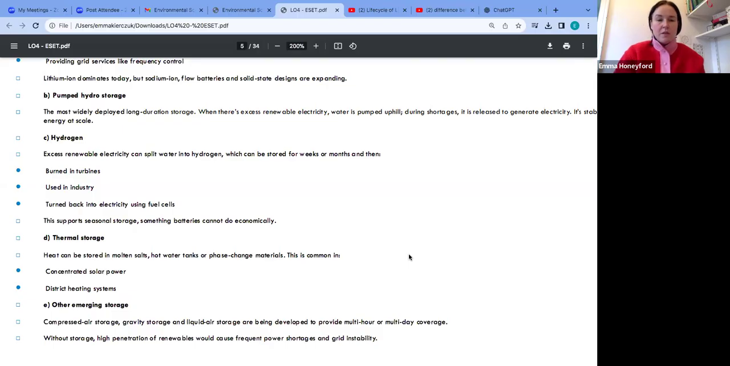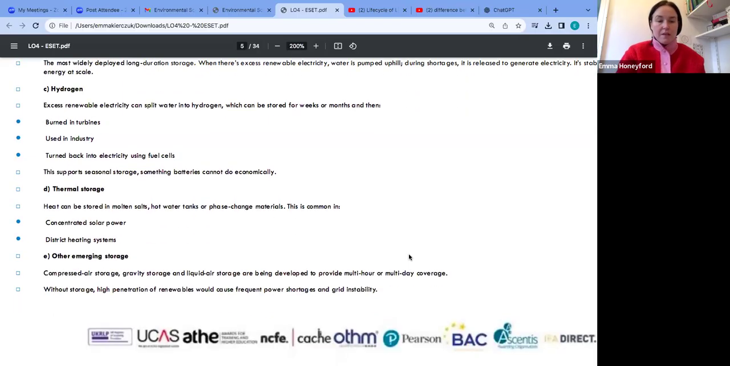And then thermal storage. Heat can be stored in molten rocks, hot water tanks, or phase change materials. And then we have other emerging storage. So we have compressed air storage, gravity storage, and liquid air storage, and they provide multi-hour or multi-day coverage.